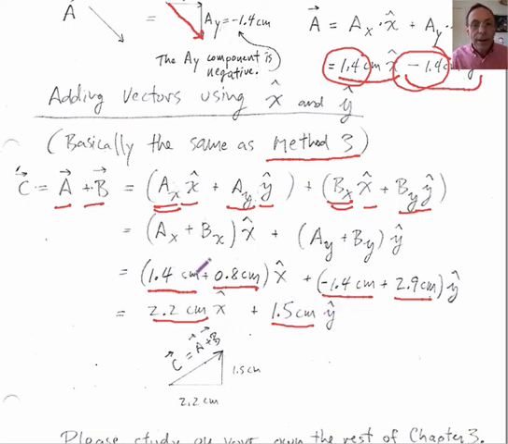So now we have our answer. So here is the x component. It was 2.2 centimeters in the x direction. Here is our y component. It's 1.5 centimeters in the y direction. And now we add those two together and get our final result. Like that.